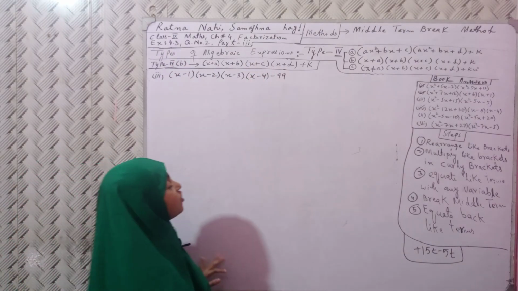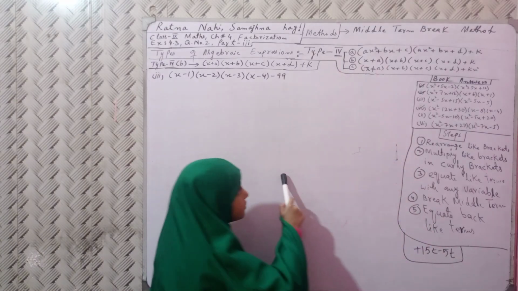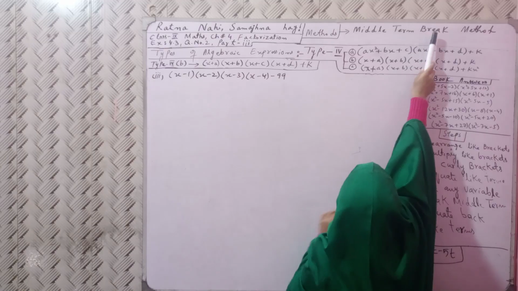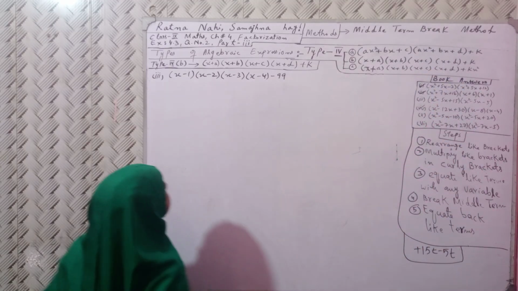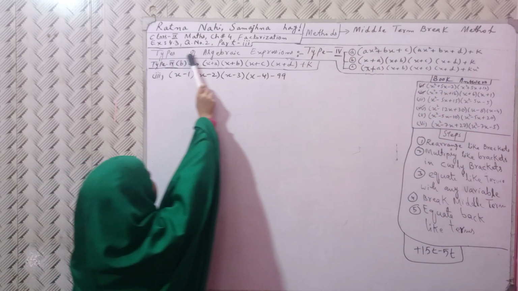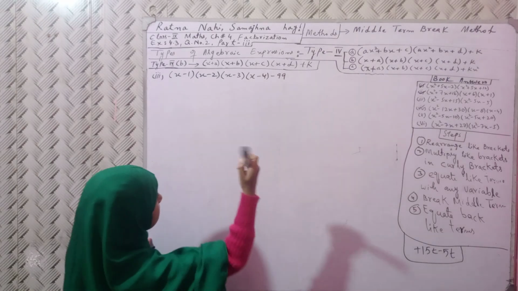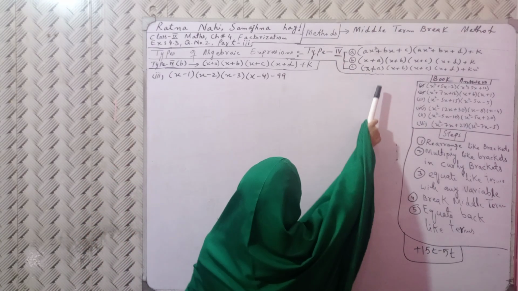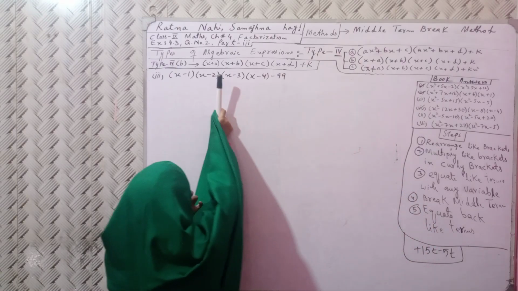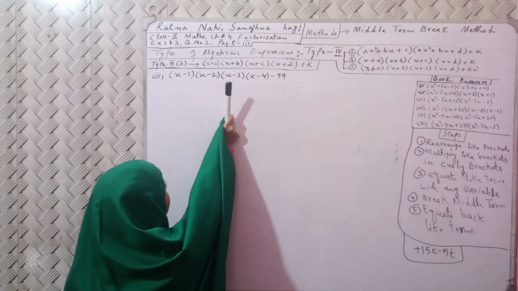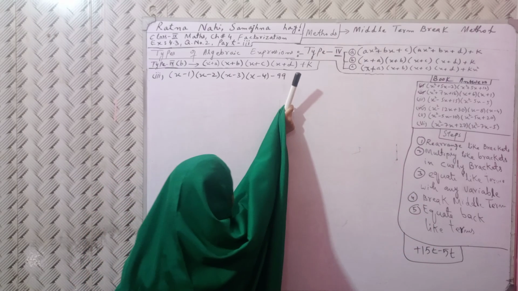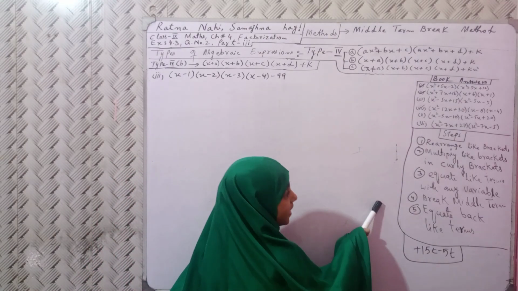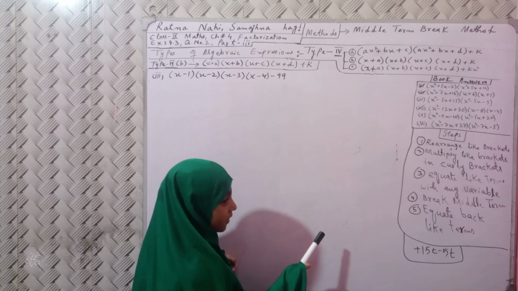Also there are solving methods too. We are using the middle term break method. Also there are types of algebraic expression. We are using type 4: (x + a)(x + b)(x + c)(x + d) + k. And also the book answers and the steps are written.